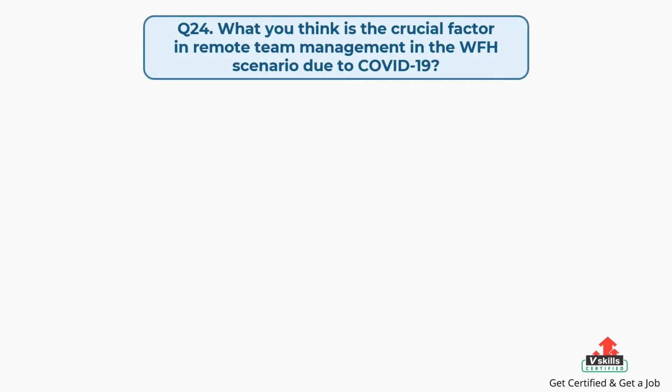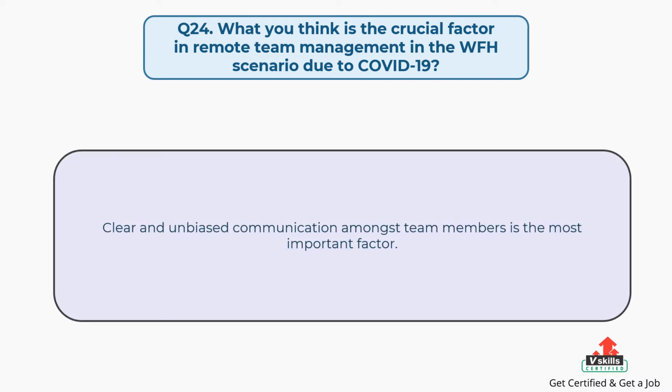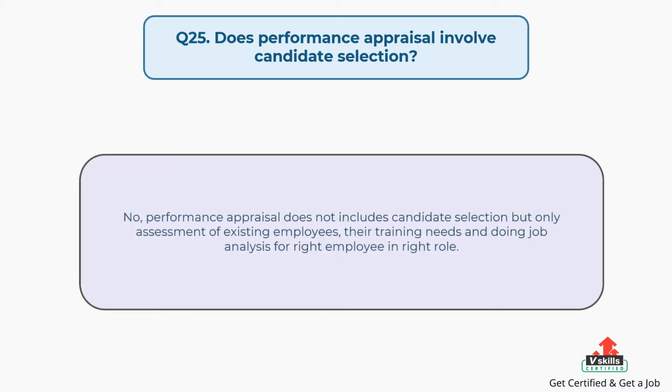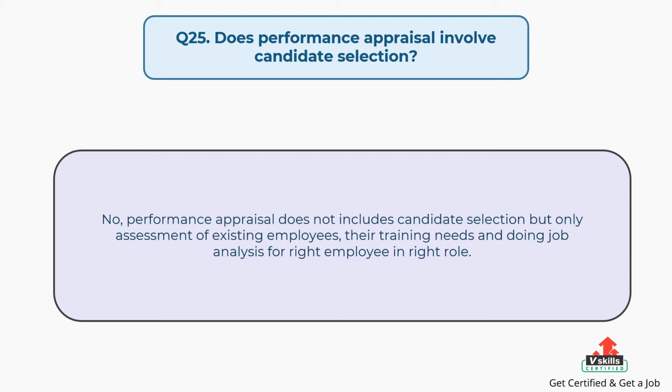Question number 24. What do you think is the crucial factor in remote team management in the work-from-home scenario due to COVID-19? The answer is, clear and unbiased communication amongst team members is the most important factor. Question number 25. Does performance appraisal involve candidate selection? The answer is, no, performance appraisal does not include candidate selection but only assessment of existing employees, their training needs and doing job analysis for right employee and right role.